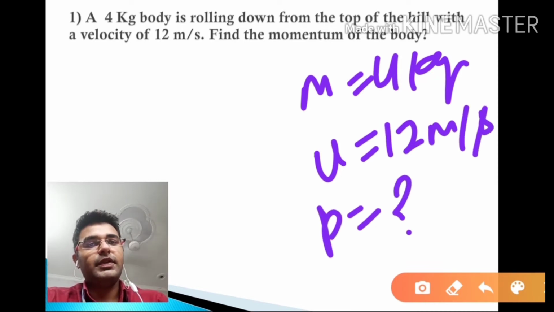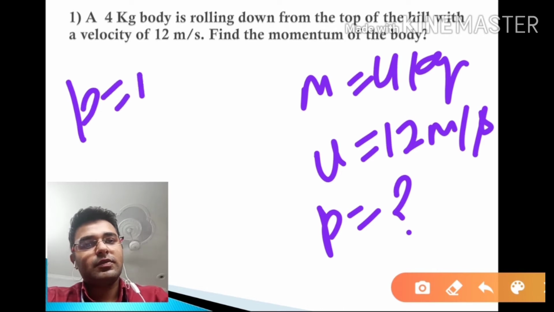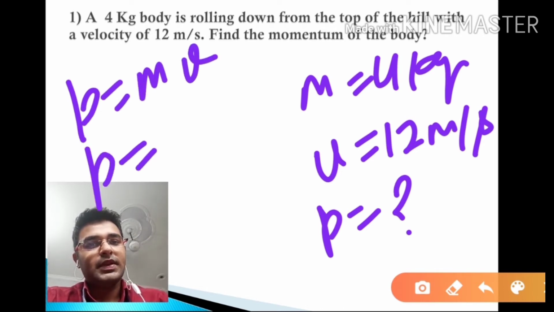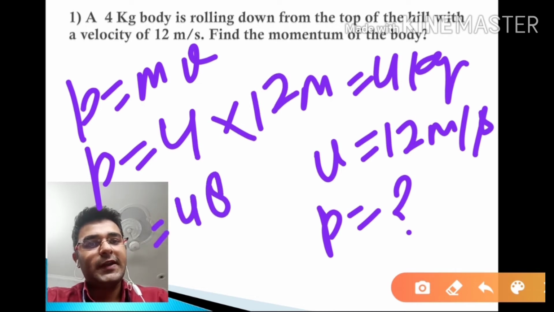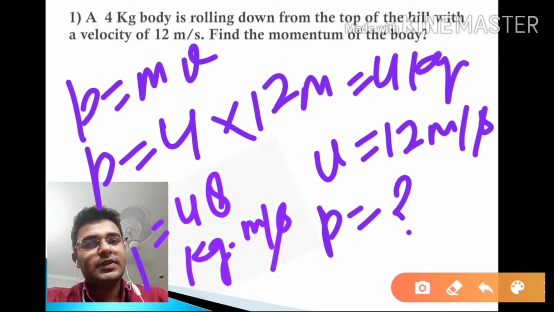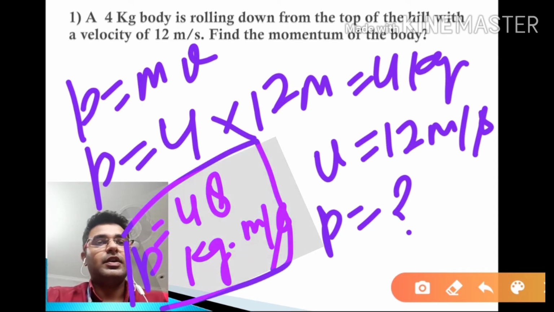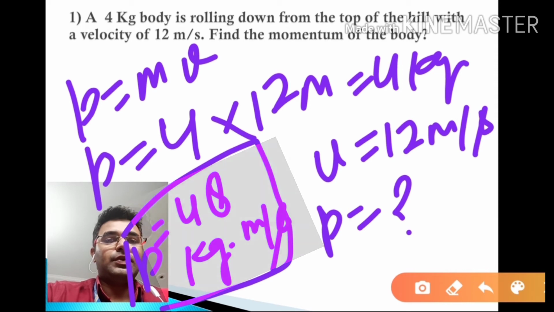Students, we know that momentum is equal to mass into velocity. So if we have to calculate the momentum, then we have to multiply mass and velocity. Mass is 4 kilogram, velocity is 12, so 4 twelves are 48, and the unit of momentum is kilogram meter per second. So this way we can calculate the momentum of the body.